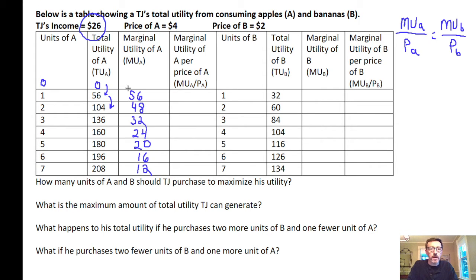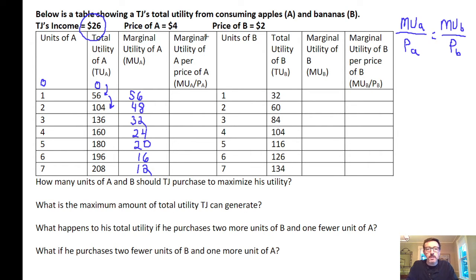Another thing to think about with marginal utility: if you were to keep a running total of marginal utility, adding these up going down the column, the first apple gives you 56 utils for a grand total of 56. The second one gives you 48 more utils for a grand total of 104. So 56 plus 48 is 104. Add in another 32, it takes you up to 136, and so on. If you add this column of marginal utility, it will equal the total utility at that number of apples.